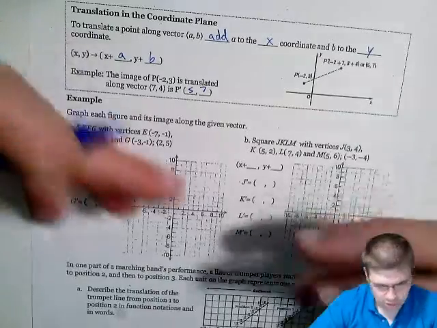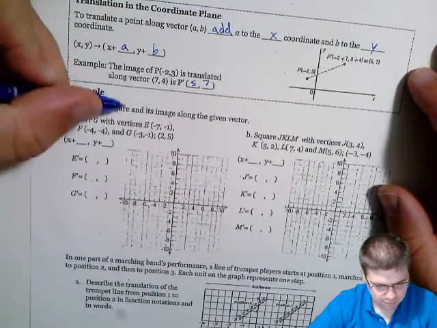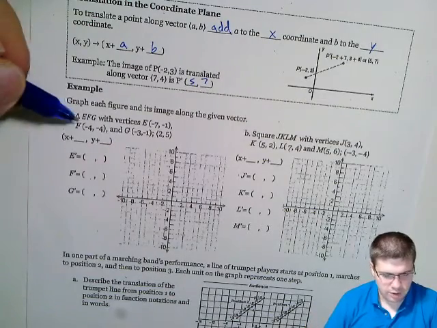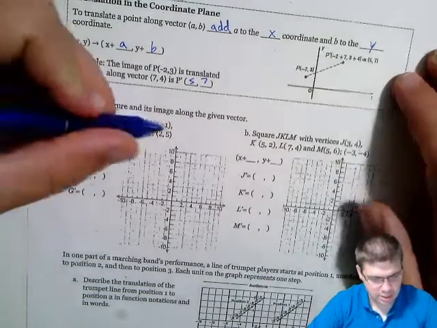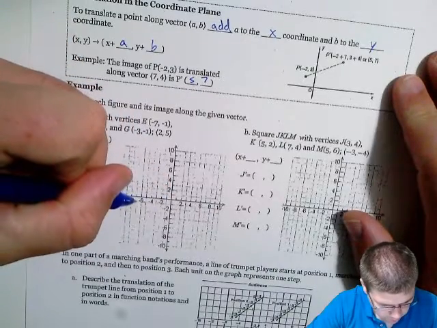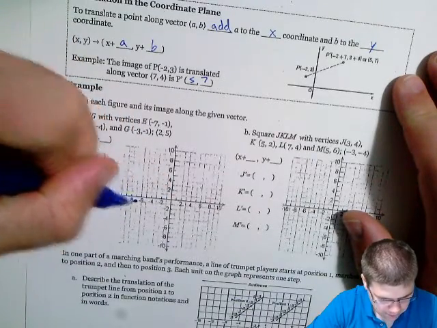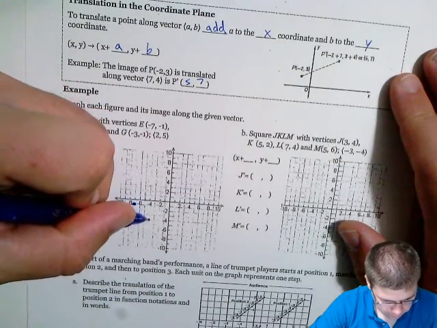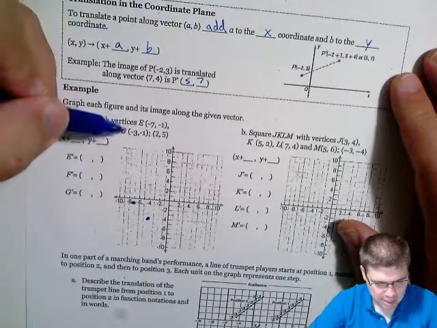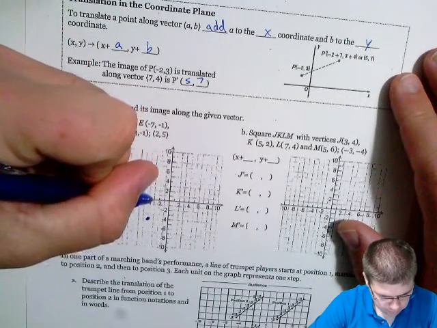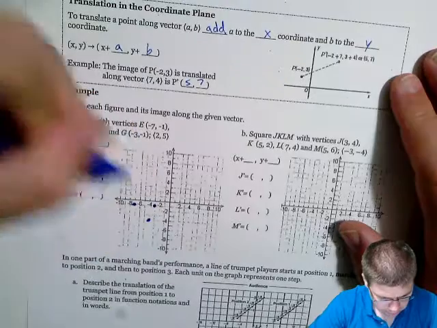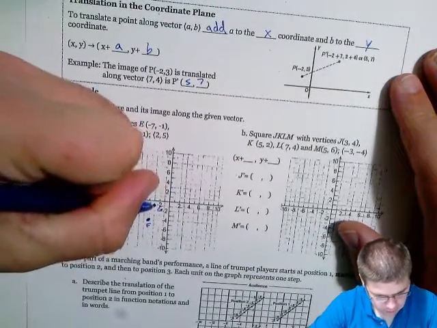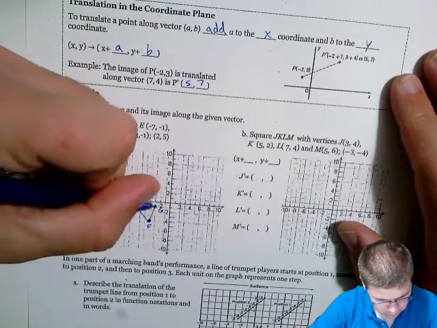So we can do that with larger images. Graph each figure and its image along the given vector. We've got triangle EFG at these vertices. So E is at -7, -1. So that would be right down there. F is at -4, -4. So -4, -4. That's where F is going to end up. And then G is at -3, -1. So -3, -1 right there. So that was E, F, and G forming a triangle.